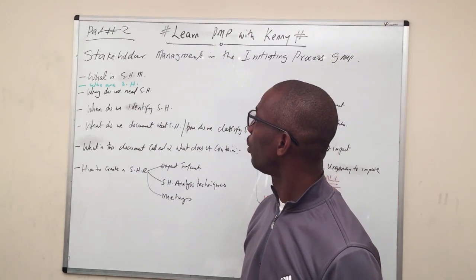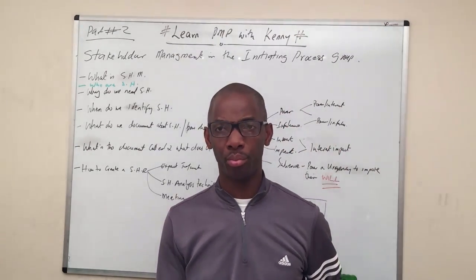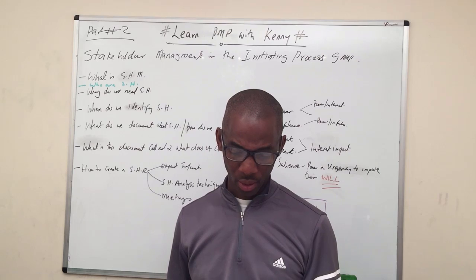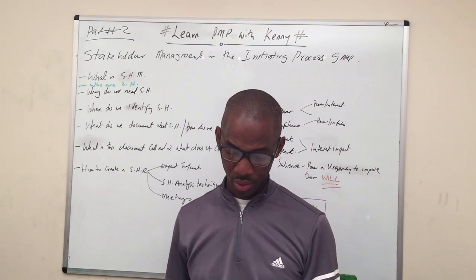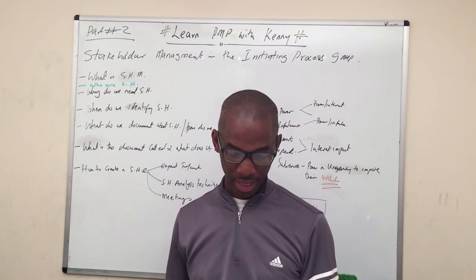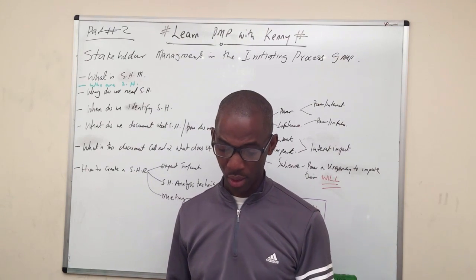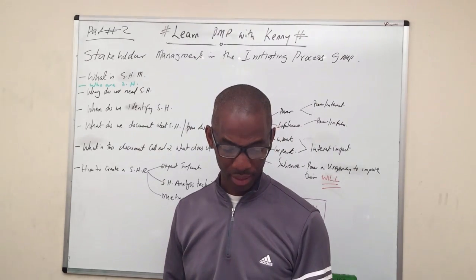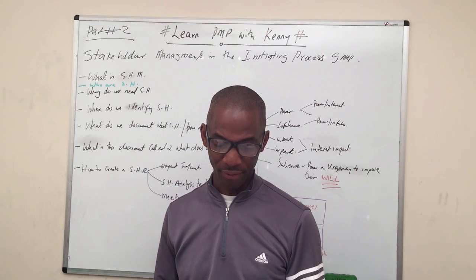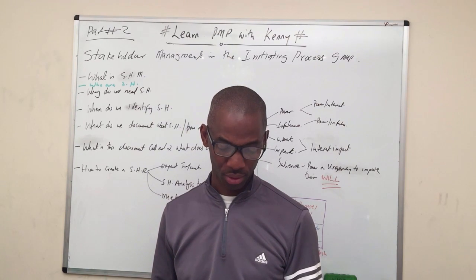I'm going to start by reading from the PMP guide exactly what project stakeholder management is about. It states: project stakeholder management includes the processes required to identify the people, groups, or organizations that could impact or be impacted by the project, to analyze the stakeholder expectations and their impact on the project, to develop appropriate project management strategies for effectively engaging stakeholders in project decisions and execution.